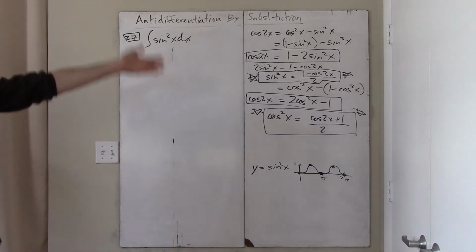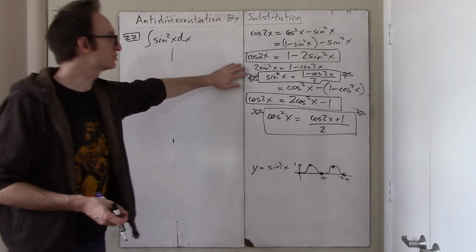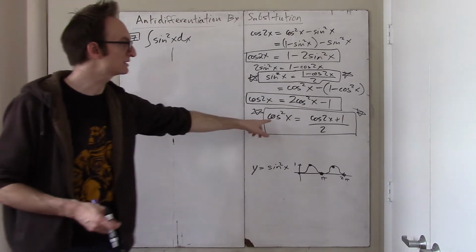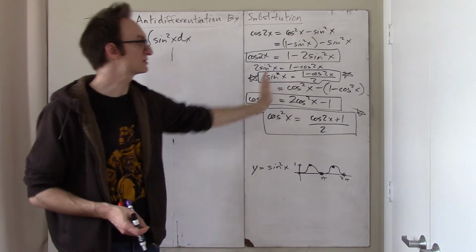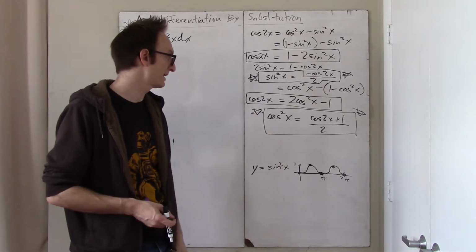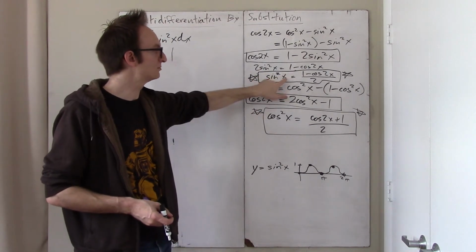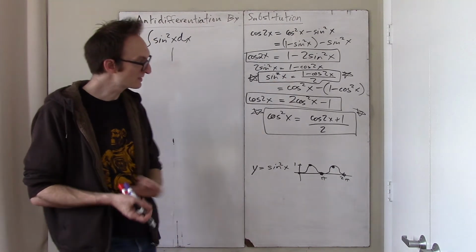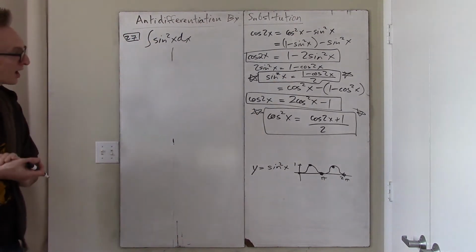Things you can rederive on the spot if you forget them. They were used to derive the half angle formulas. You get the half angle formulas by taking the square root of both sides, and then plugging in, you know, x over 2 for x, basically. Okay, back to our problem.